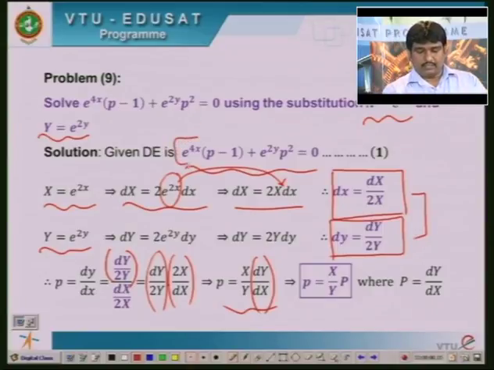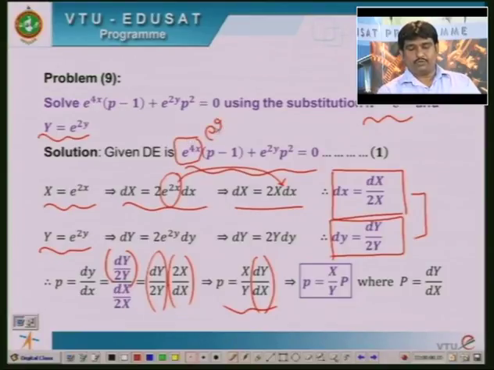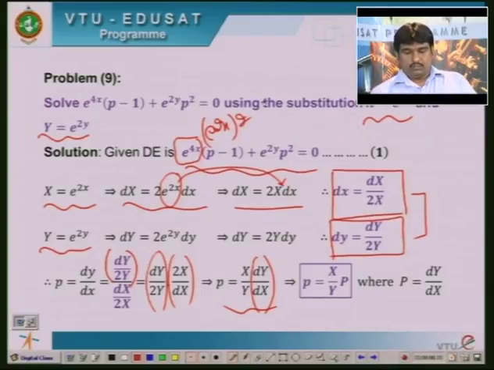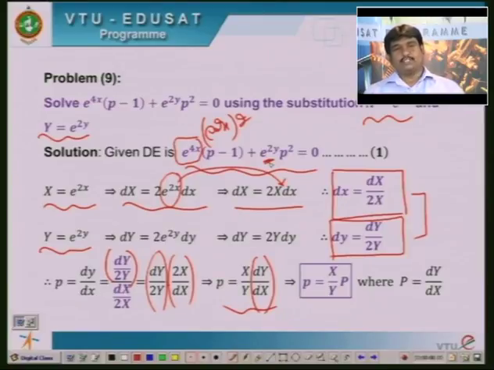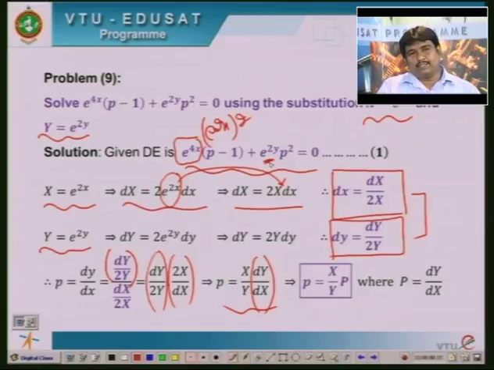See, I can write this e to the power of 4x as e to the power of 2x the whole square. So this e to the power of 4x becomes e to the power of 2x the whole square. E to the power of 2x is capital X, so that term becomes capital X square. E to the power of 2y is capital Y. So it is capital X square into small p minus 1 plus capital Y into p square equals to 0.